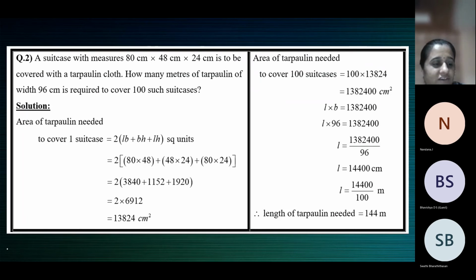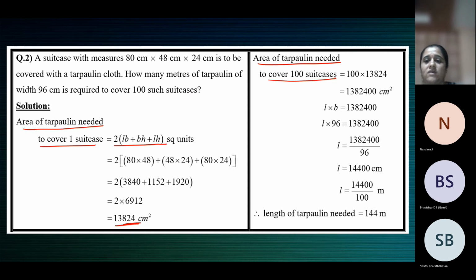Since it's time, I'll just explain and you can complete this later. See here, area of tarpaulin needed to cover one suitcase: total surface area, all the 6 surfaces you'll have to cover. So 2 of LB plus BH plus LH. Find that, so many centimeters square. So area of tarpaulin needed to cover 100 suitcases will be 100 into whatever answer you got here, so many centimeters square.